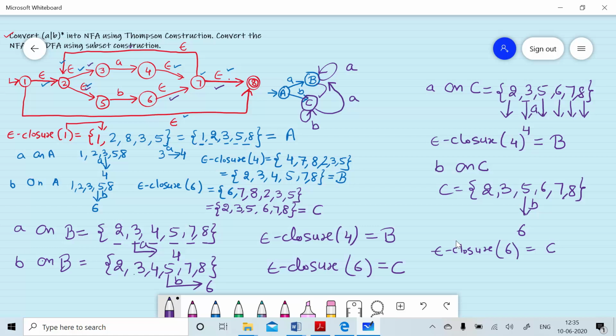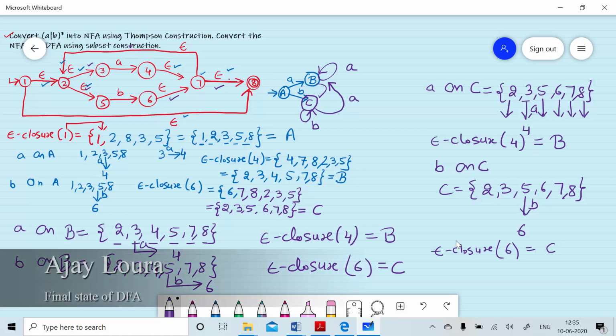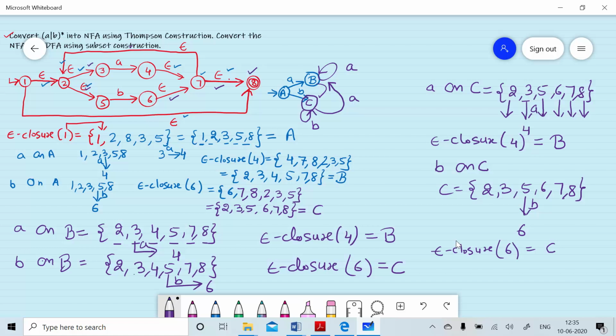Now we will discuss how we can find out the final states of the DFA. In the given NFA, 8 is the final state. If a particular state includes 8, then that state is counted as a final state. So 8 is included in A, so A is a final state. 8 is included in B also, so B is also a final state. 8 is also included in C, so C is also a final state. So all three states A, B, C are final states.